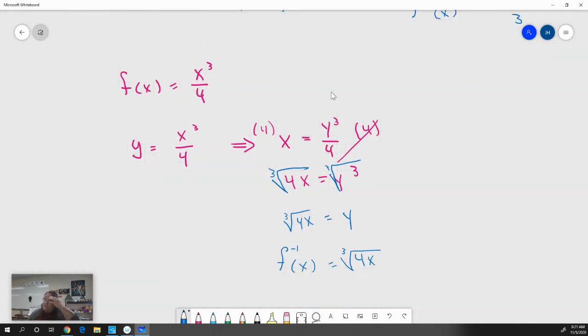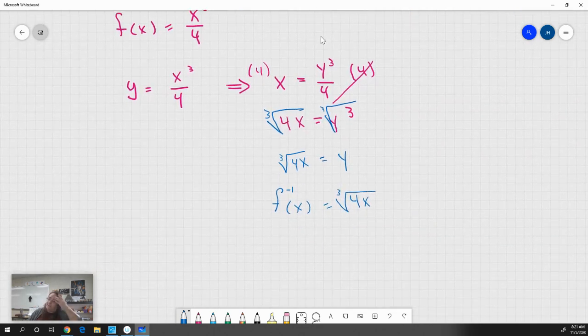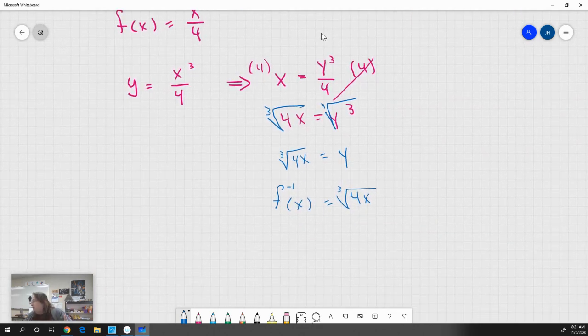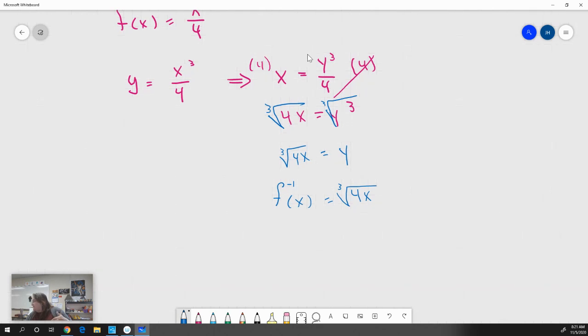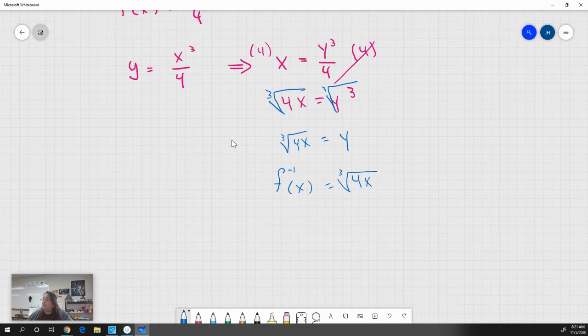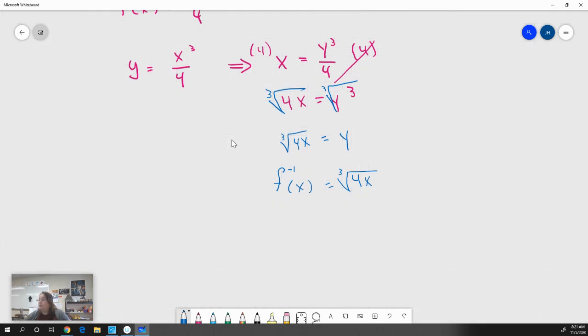Like I said, I'm not going to ask you to verify. I didn't put any in where we need to test and see if they're actually inverses of each other. I just want you to be able to find an inverse. And if I wanted to check this problem, right, I could plug this into the original equation, right?